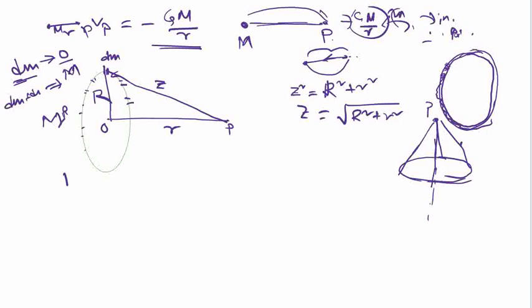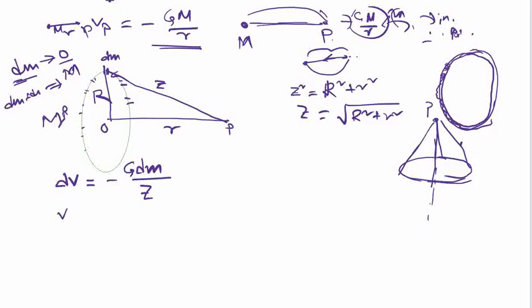Now I'll calculate for one dm. I calculate the small potential dV due to the particular dm. What is the small potential? Because dm is a small mass, a point mass, I can directly apply the formula: dV equals minus G dm by z. Very simple. This is the small potential for the small mass dm. I cannot consider the whole ring, because I know potential only for a point mass, so I created a point mass dm.